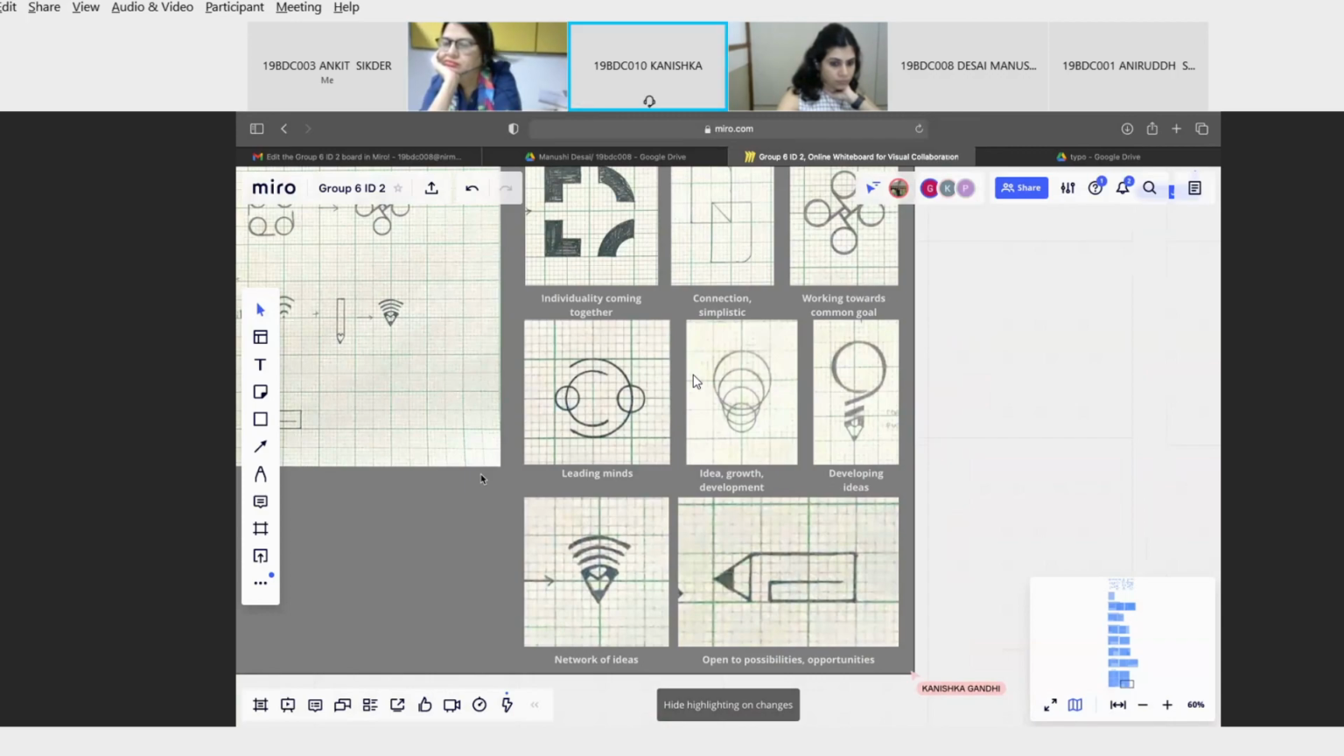Yeah. So in the seventh one, a pencil with a Wi-Fi connection. I wanted to say that it's like a network of thoughts, where we put things together and we make it happen that way.